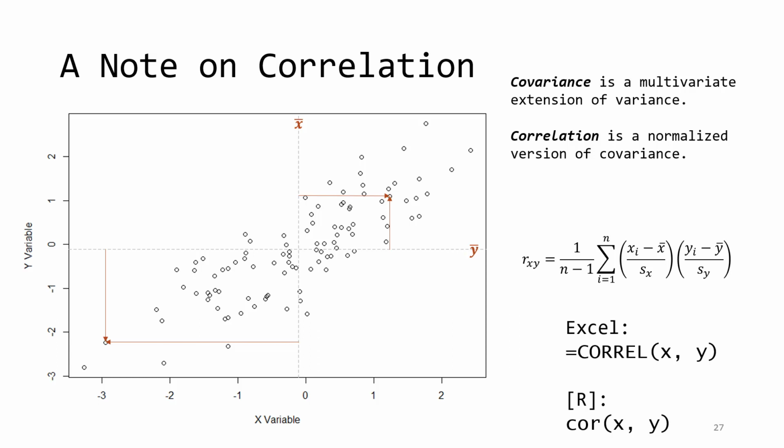For each value in the dataset, compute the distance from the mean of the x values and divide by the standard deviation of the x values. Then repeat this measurement for the y values.